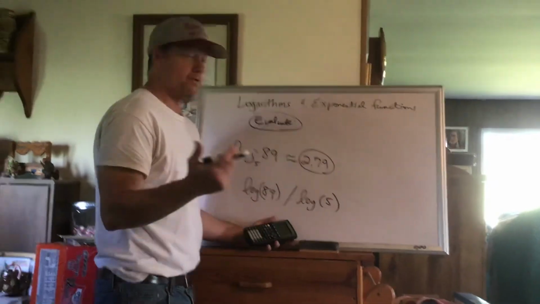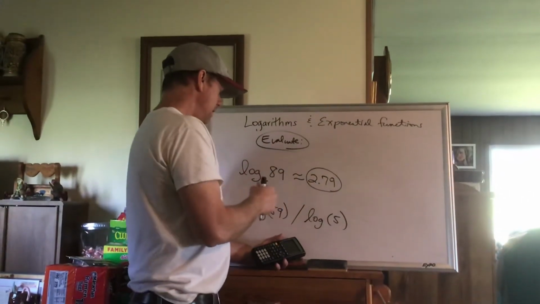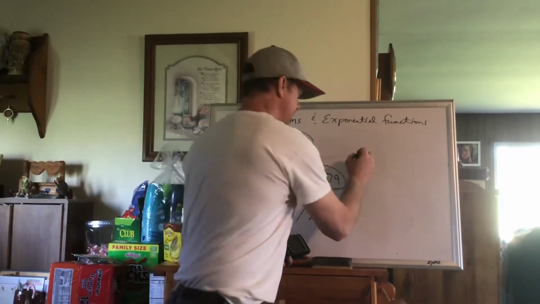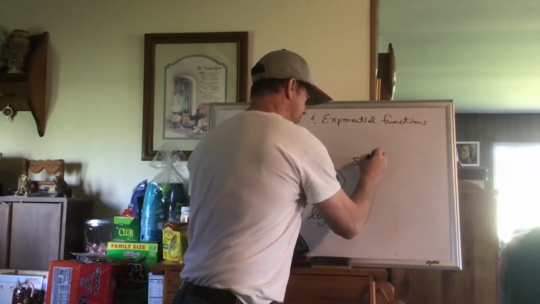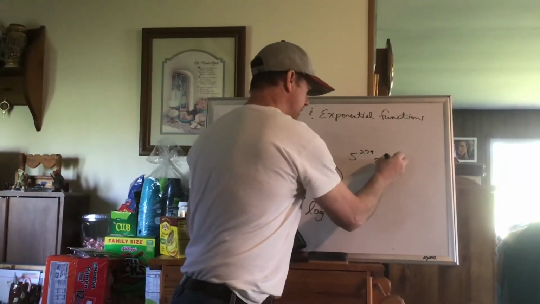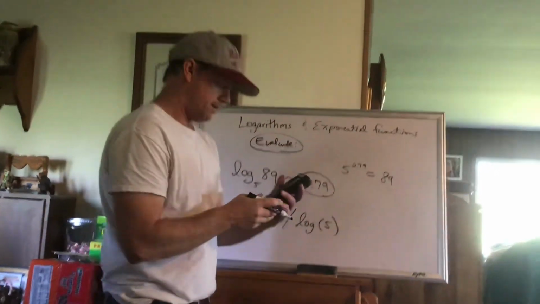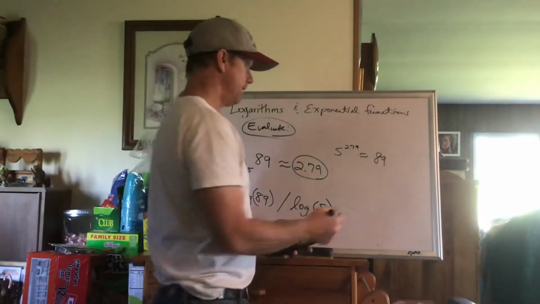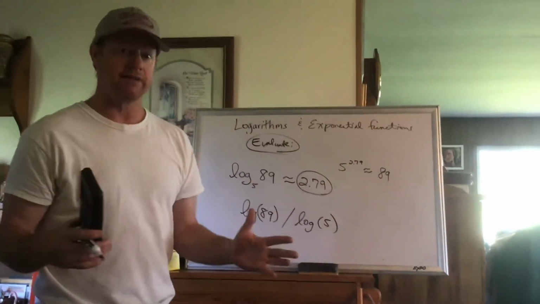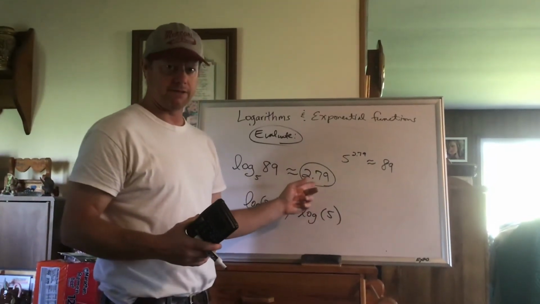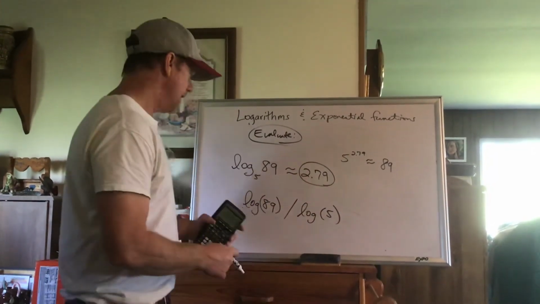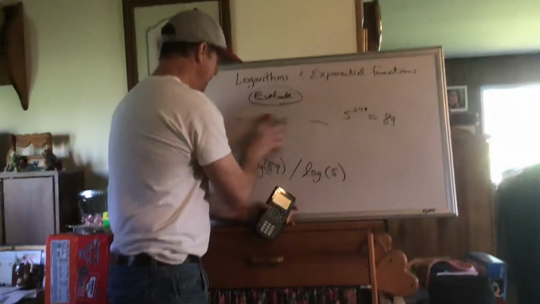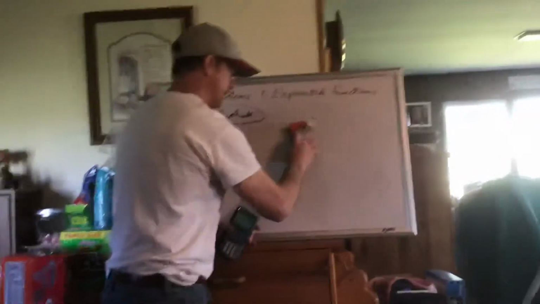And if you doubt your answer, logs are exponents. So to see if that's correct, 5 is the base. 5 to the 2.79 power should be really close to 89 if this answer is correct. And if you take 5 and raise it to the 2.79 power, it is really close to 89. Once again, how come it's not exactly 89? Because this is an approximated answer. We rounded to the nearest hundredths. So one more problem like that, and then I'll be done with this lesson for today.